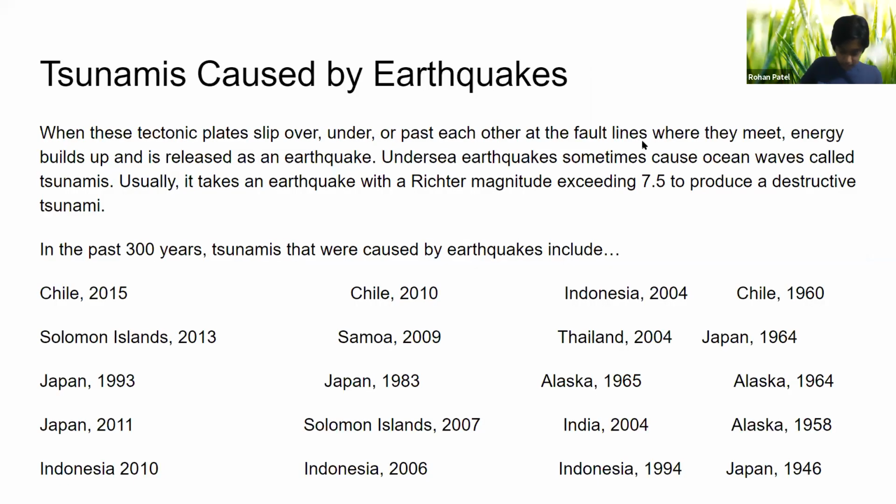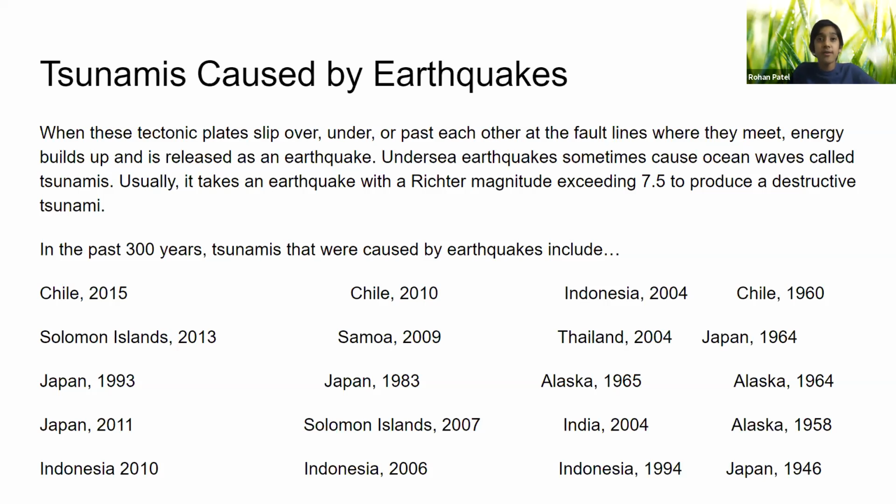Okay, so let's get back to our mystery. Tsunamis caused by earthquakes. When these tectonic plates slip over, under, or past each other at the fault lines where they meet, energy builds up and is released as an earthquake. Undersea earthquakes sometimes cause ocean waves called tsunamis. Usually it takes an earthquake with a Richter magnitude exceeding 7.5 to produce a destructive tsunami.